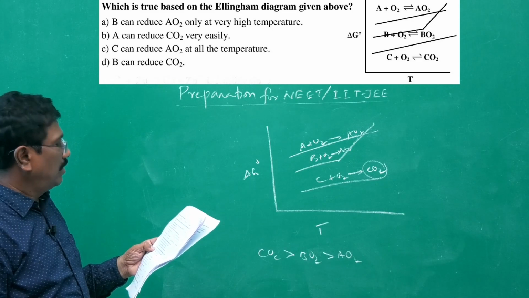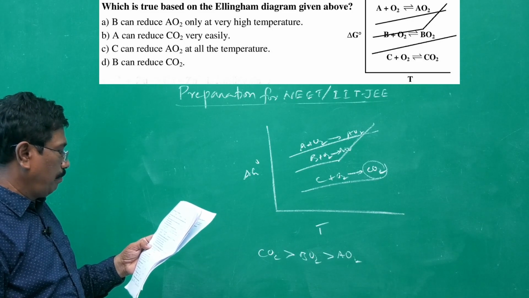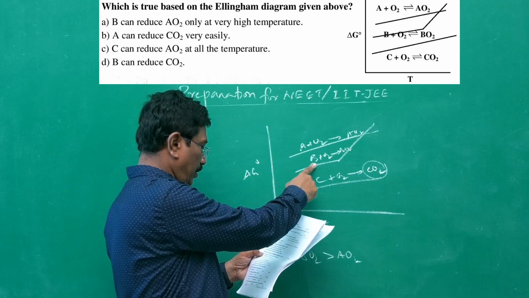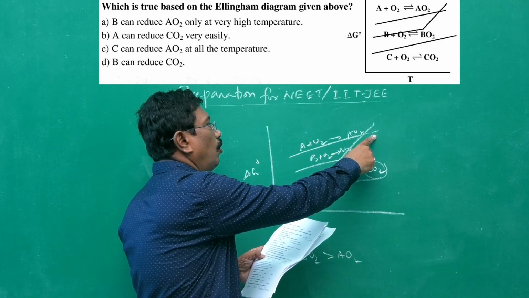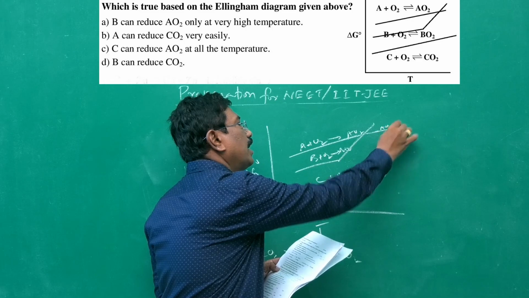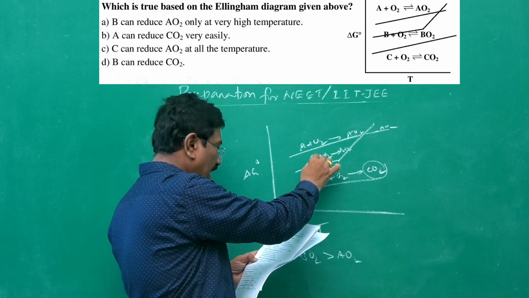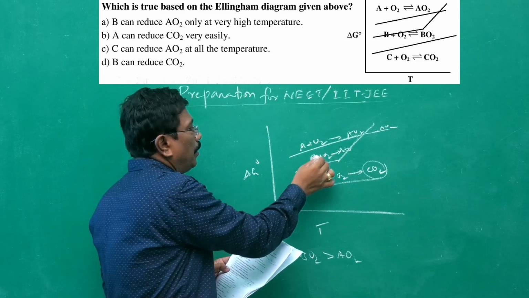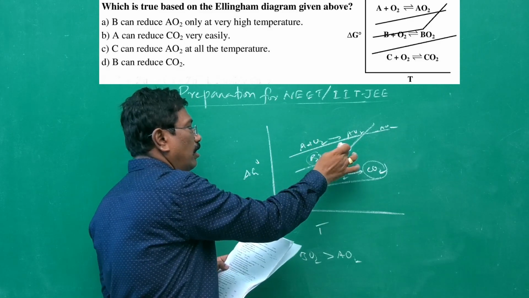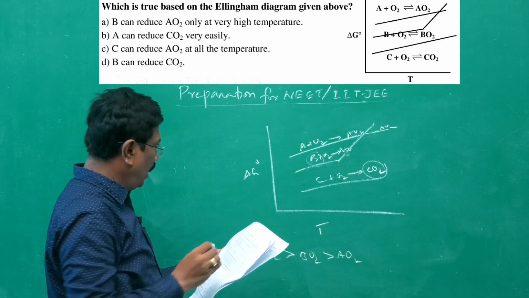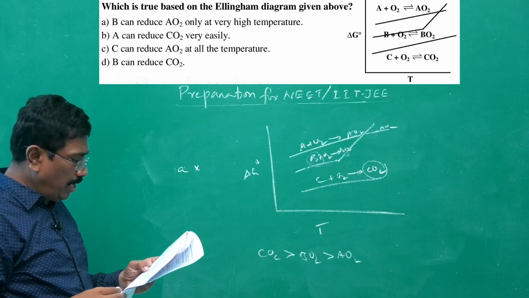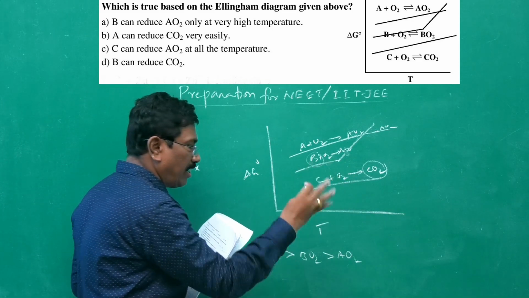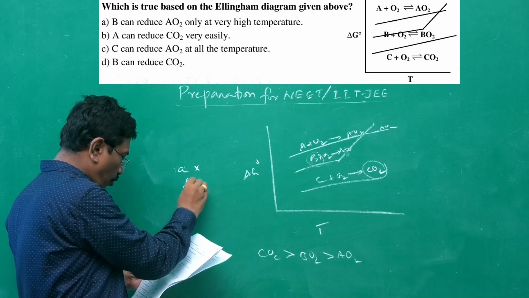So, what are the options? B can reduce AO2 only at very high temperature. No, at very high temperature, AO2 becomes stable. So, B cannot reduce. B can reduce at lower temperature, not at higher temperature. At lower temperature, B can reduce AO2 because BO2 is more stable at lower temperature, not at higher temperature. Therefore, option A is incorrect. Option B, A can reduce CO2 very easily. No, CO2 is more stable, it cannot reduce. It is also untrue.